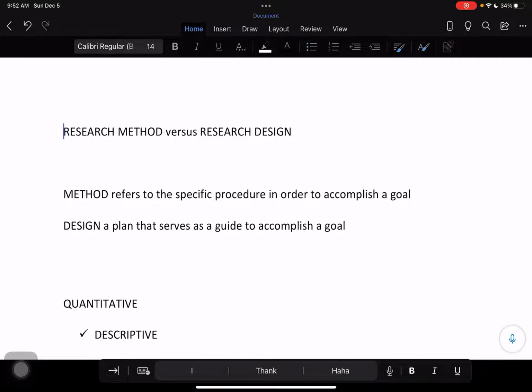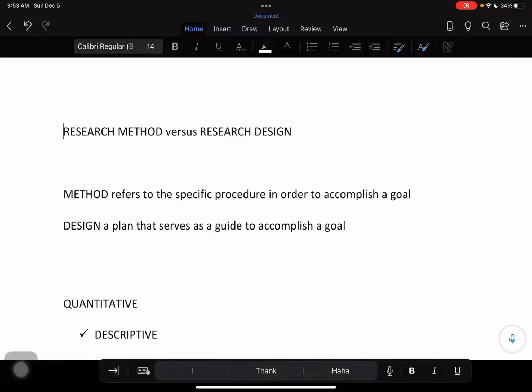putting them in their right place for us to be able to see a better perspective of how these particular terms function in a particular way wherein they work together. They are not the same, they cannot be interchanged, but they are definitely related to each other. And this is what we are going to present. How is method related to design? Or how is research method related to research design?